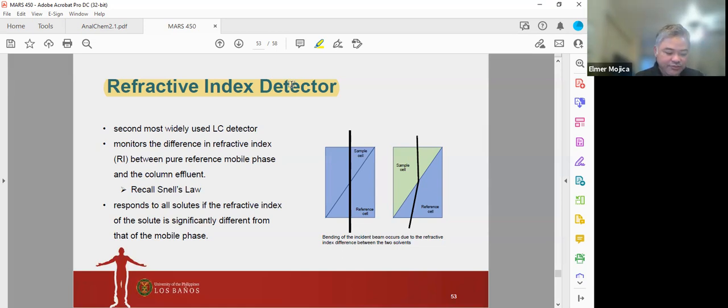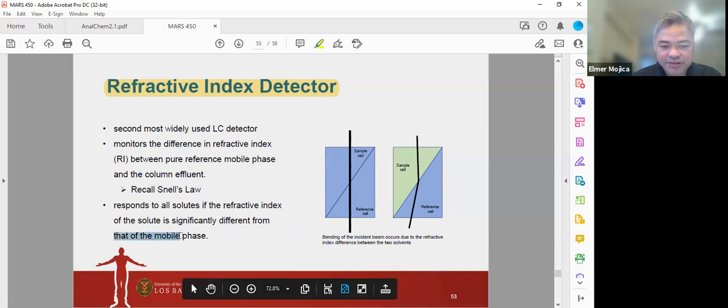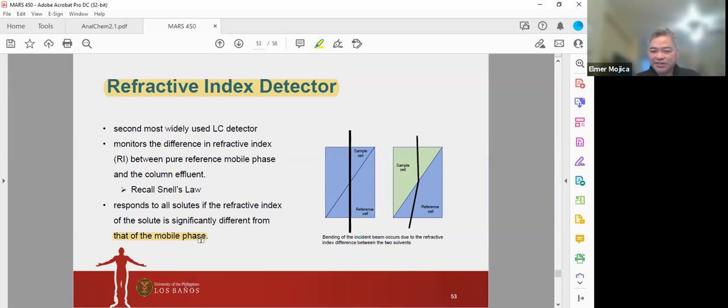So you have to know here, review Snell's law. The way that it works, it responds to all solutes if the refractive index of the solute is significantly different from that of the mobile phase. For instance, you have a reference cell and a sample cell. What's the difference between them? In the reference cell, you only have the mobile phase. The sample cell contains your sample.